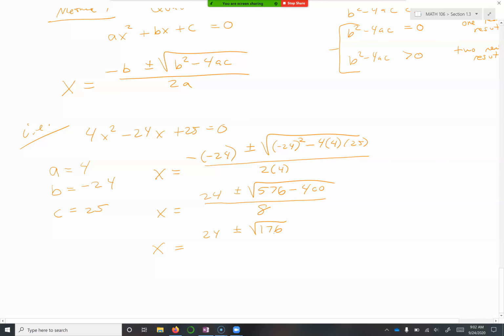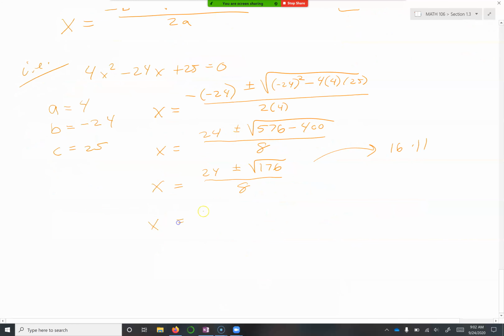So we have to do a little, I think this was in section P6, right? We can't leave it as 176. We could definitely figure out a number here. It turns out that, just to expedite things, 16 times 11 is 176. So this could become the square root of 16 times the square root of 11 over 8. Let's simplify this a little bit more: 24 plus or minus 4 square root of 11 over 8.